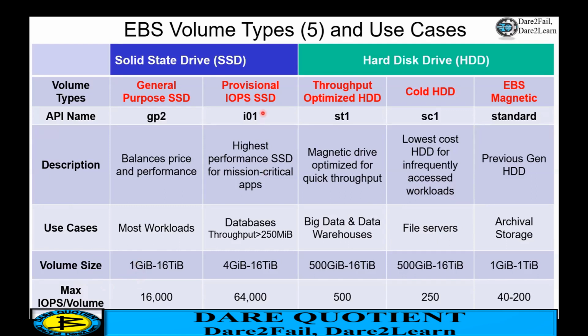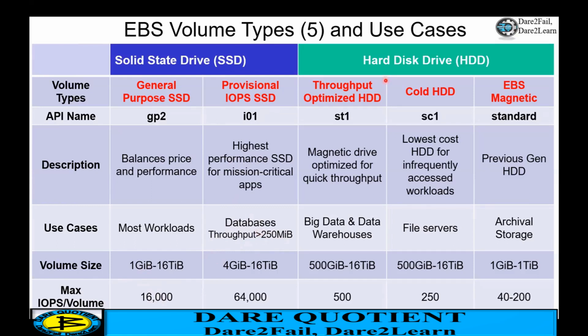For the provisioned IOPS SSD, the API name is IO1. It is used when you require fast input and output operations, when you want low latency or high throughput. The use cases are for databases because you have a lot of operations going on. And whenever you have a throughput operation that is greater than 250 megabytes, or when you have an IOPS greater than 16,000, then you go ahead and use the provisioned IOPS SSD EBS volume.